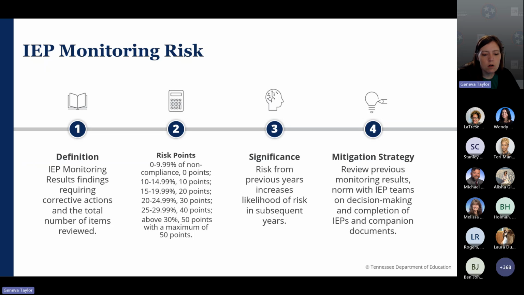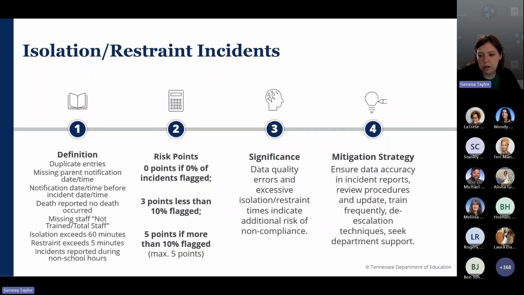Want to make sure that you are reviewing IEP monitoring protocols, you are norming with your IEP teams on decision making, providing training and documenting that. Those are really your risk mitigation strategies there.